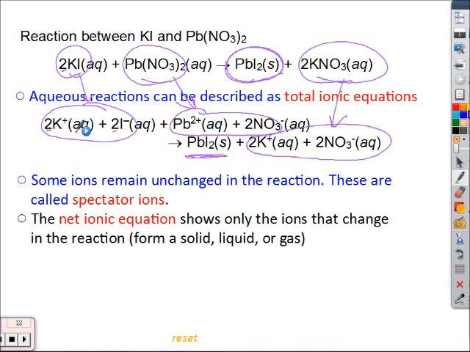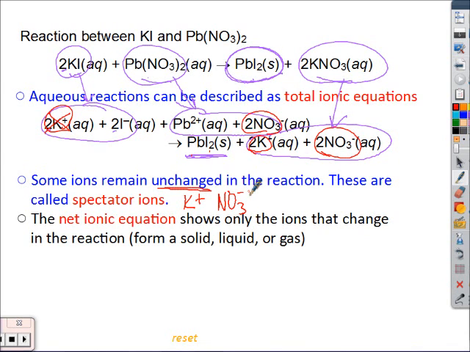Now if I look at the ions that remain unchanged, this term is called spectator ions. So the ones that remain unchanged are like spectators in the sport. They're there, but they don't really participate. So I look to see which ones are unchanged, the same on both sides. Potassium is the same on both sides. That's a spectator ion. My iodine changed. My lead changed. The nitrate is the same on both sides. So NO3- is a spectator ion.